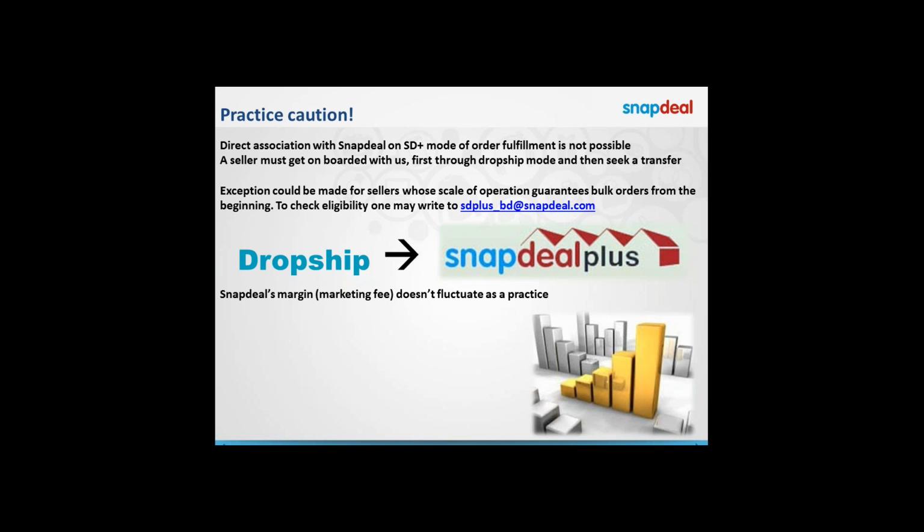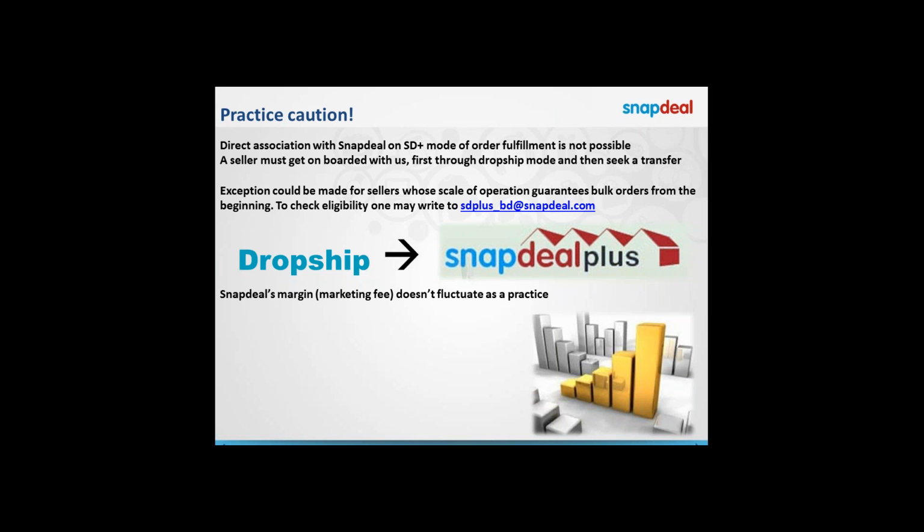Snapdeal marketing fee doesn't fluctuate as a practice. There's at times a misunderstanding that sellers think that the margin is going to reduce sometime later or it is going to increase. I would like to tell you it doesn't fluctuate. As and when there is a promotion running, we share a notification when the marketing fee structure is revised, and it is information which is shared with one and all through a uniform channel.